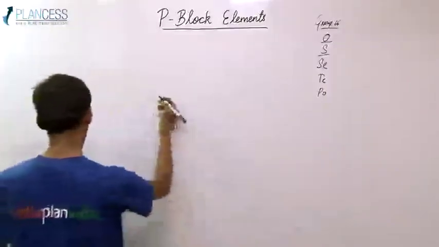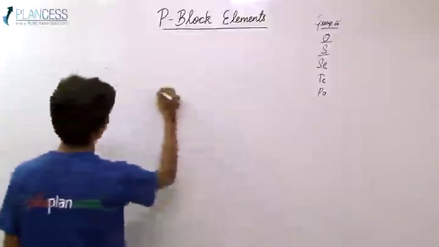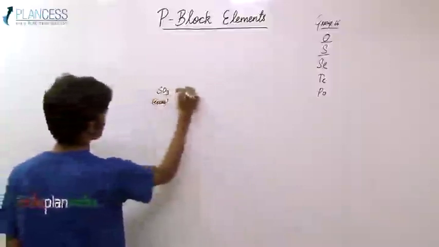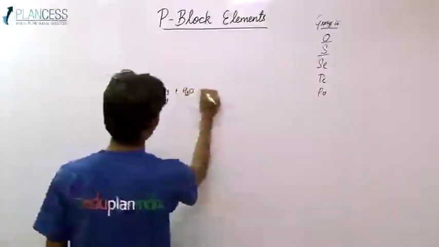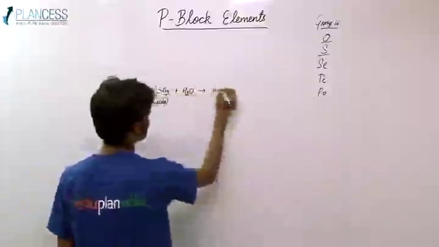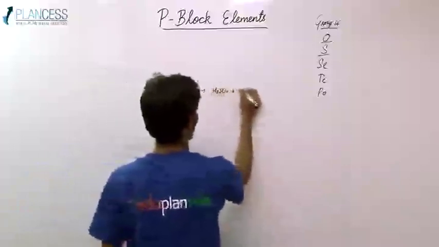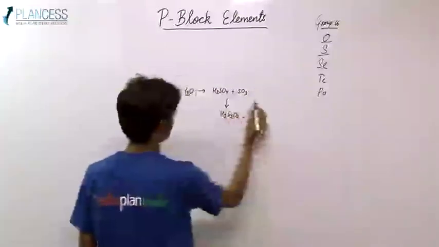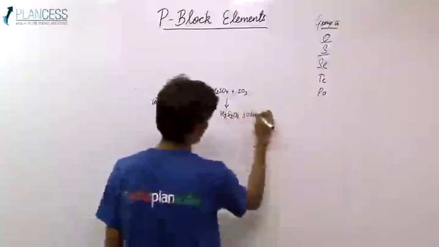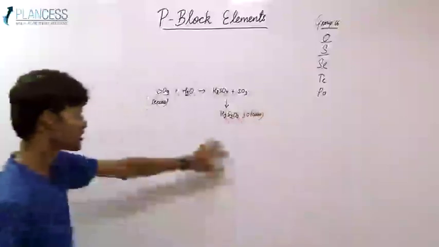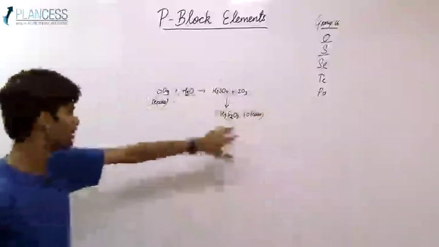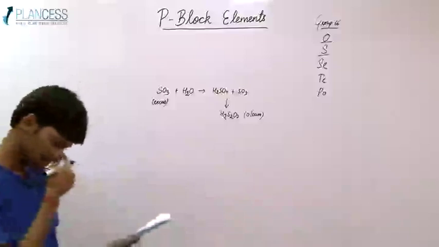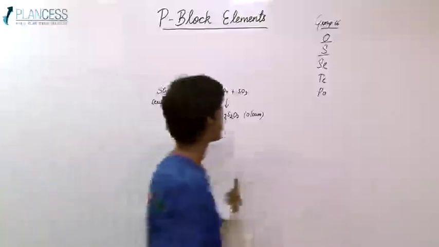So SO3 in water forms sulfuric acid, but if SO3 is in excess, then it reacts with water to first form H2SO4, and this H2SO4 again reacts with SO3 and forms H2S2O7, also known as oleum. You will be familiar with the structure. It has an S-O-S linkage, and the oxidation state of both the sulfur atoms here is +6. So this was about the oxides of sulfur.